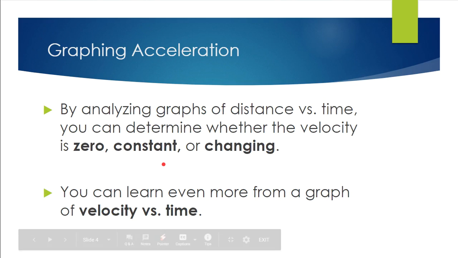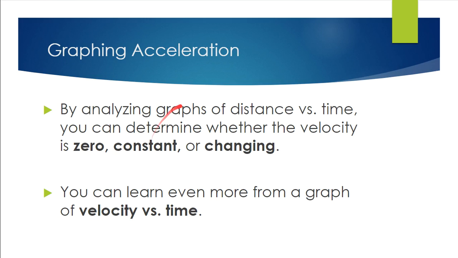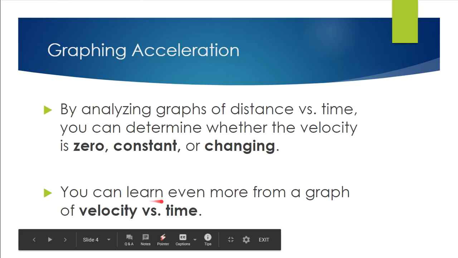By analyzing graphs of distance versus time, you can determine whether the velocity is zero, constant, or changing. This bullet point goes back to our last unit, talking about a distance versus time graph or a velocity graph. So we can find out whether something is zero, constant, or changing. You can learn even more from a graph of velocity versus time.